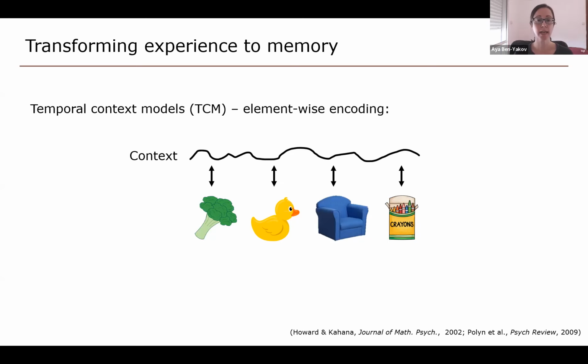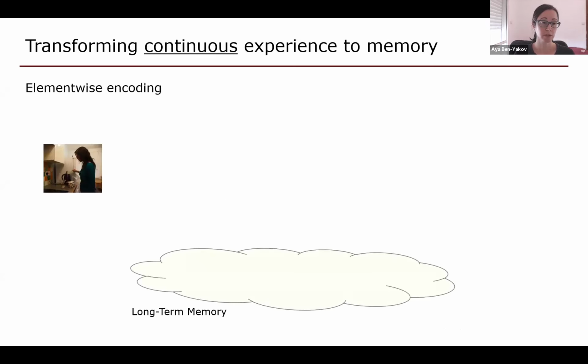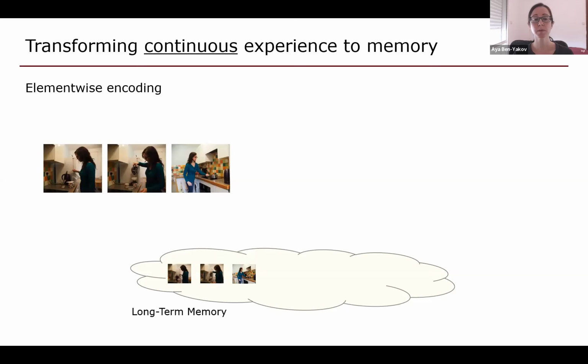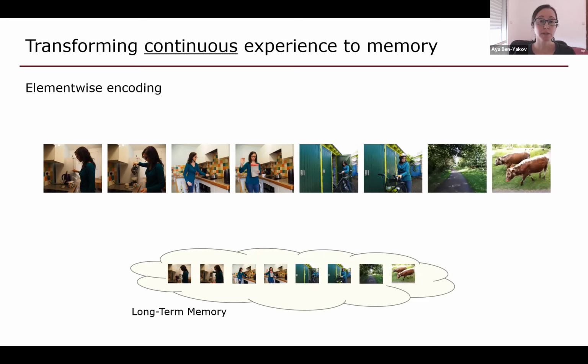And afterwards, any effects that we see linking broccoli and a rubber duck are only because they were presented close in time, which would mean their contexts are more similar, and that's why they're more related in long-term memory. But how can these models explain what happens in continuous experience? According to them, if we encounter this continuous experience like that morning in Cambridge, then we'll be encoding every moment in time to long-term memory as we encounter it. And of course, the question arises, if that's the case, how does this experience end up being organized in events?